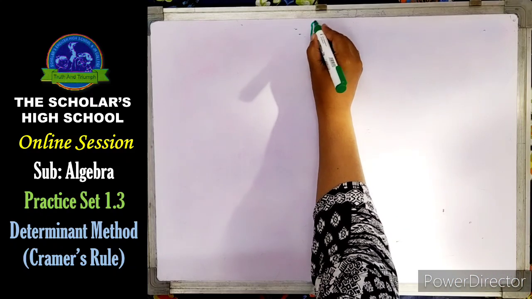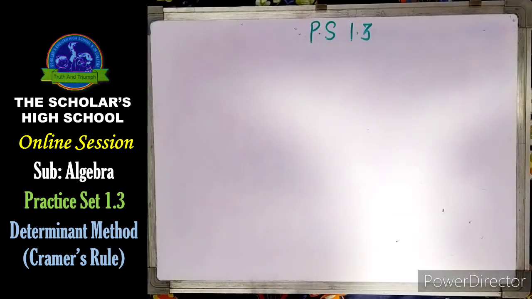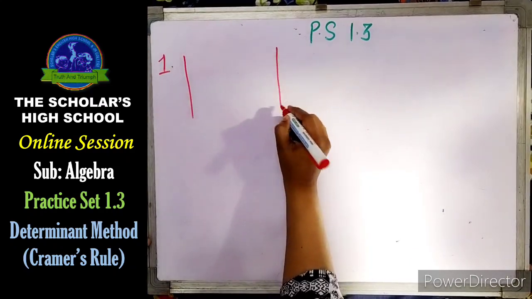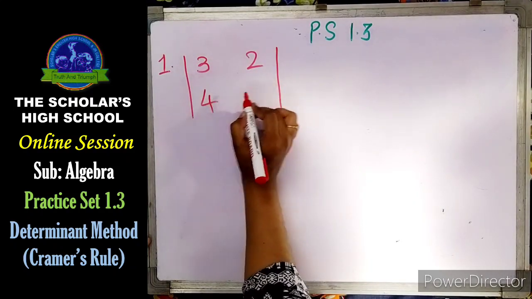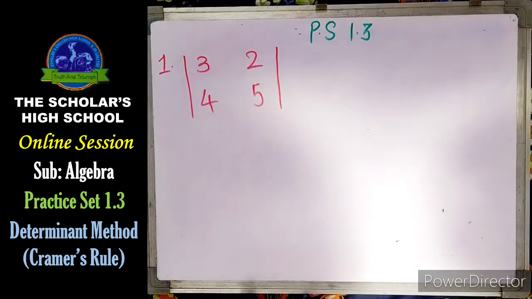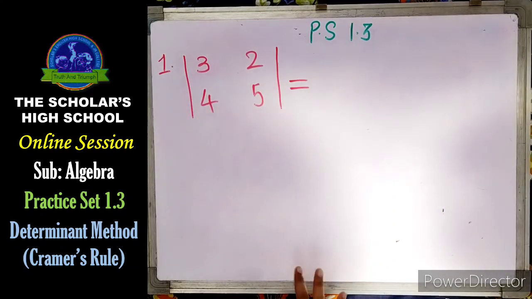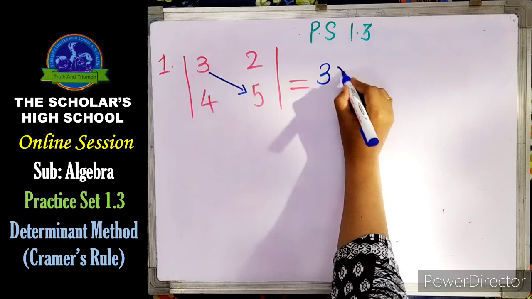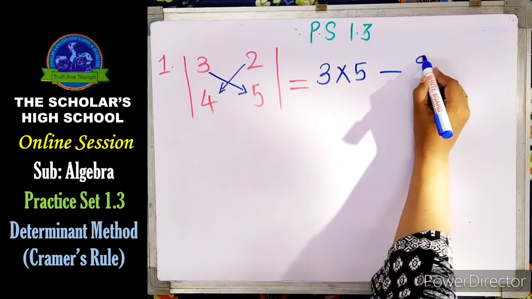Practice set 1.3. Question number 1 is fill in the blanks with the correct number. So first we will write our question. It is in a row 3, 2 and below 4, 5. So you know how to find the value. We have to multiply it cross. So we will multiply it cross: 3 multiplied by 5 minus 2 multiplied by 4.